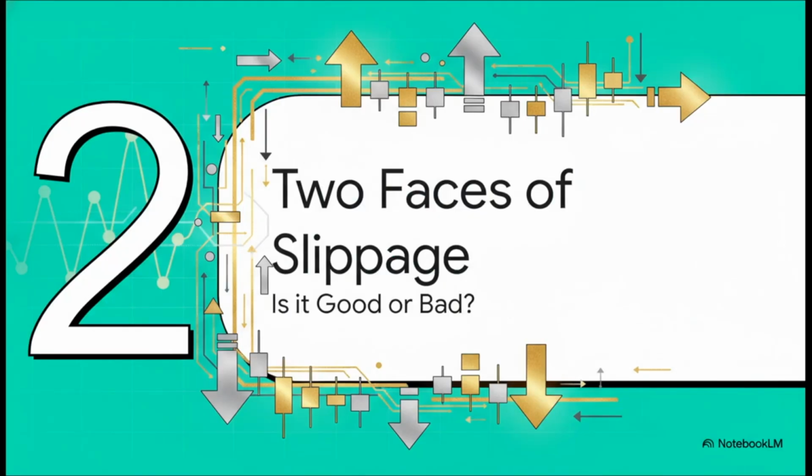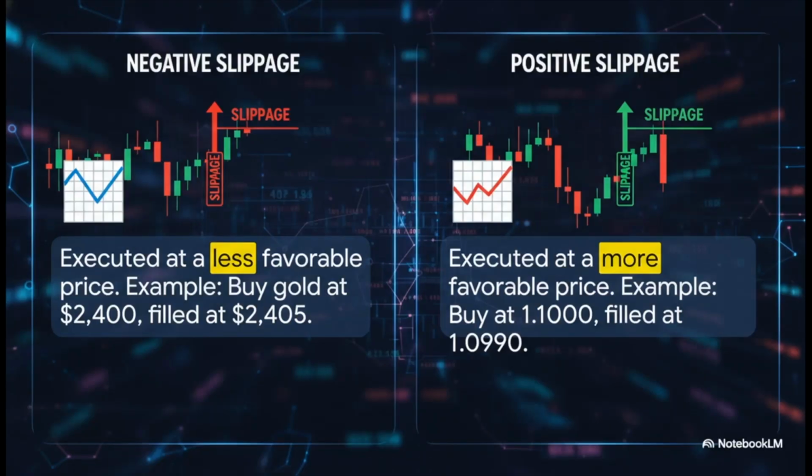Okay, so what's really interesting here, and maybe a little surprising, is that slippage isn't always a bad thing. No, really. Let's take a look at its two very different sides. And here you have it, the two sides of the coin. On one hand, you've got negative slippage. That's when your trade gets executed at a worse price. So you wanted to buy gold at $2,400, but you got it at $2,405. Ouch. But then there's positive slippage. This is when the market moves in your favor and your trade gets filled at an even better price. So you might get a better entry or exit point than you were even hoping for.